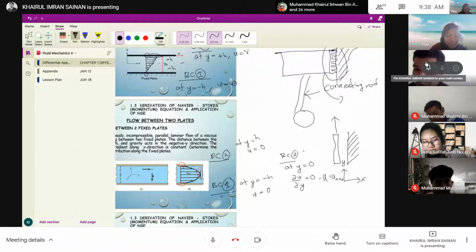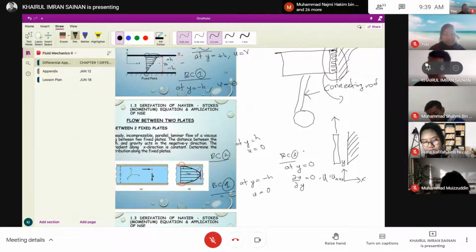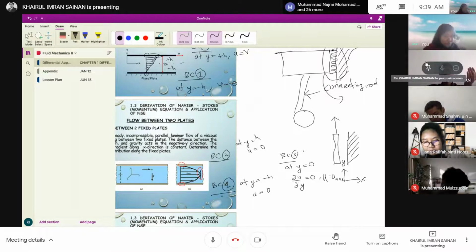Yeah, so that's why del u over del y equals to 0. Constant, right? Meaning there is no change. Correct. What you assume is correct. It's actually constant. Meaning u is actually maximum. Constant now.